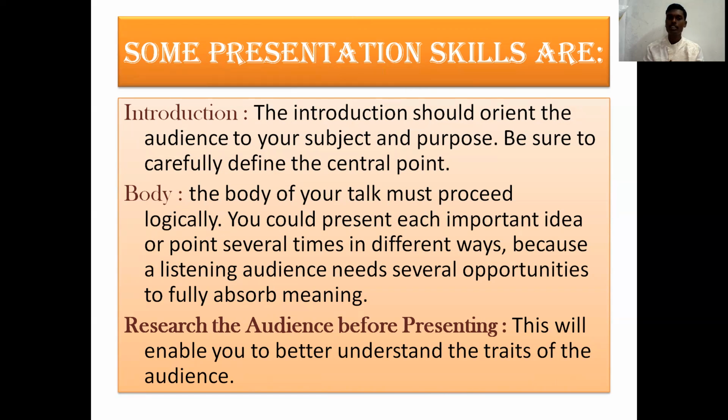Next, the body. The body of your talk must proceed logically, because while the crowd is listening to your presentation, they should be logical-minded, their memory and mind should be open, and they should be very keen, which means eager to listen to your further words. For that, you should make your talk proceed logically. You could present each important idea or point several times in different ways, because a listening audience needs several opportunities to fully absorb meaning.